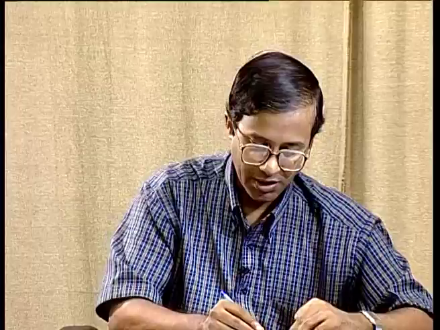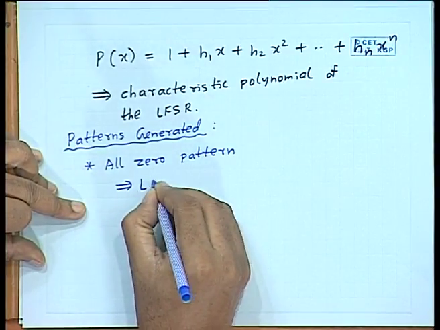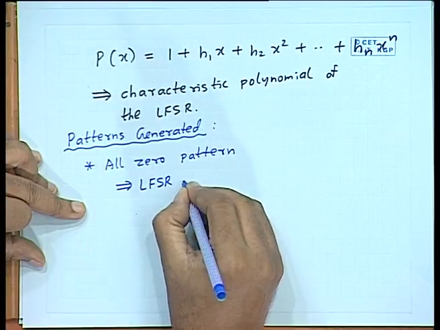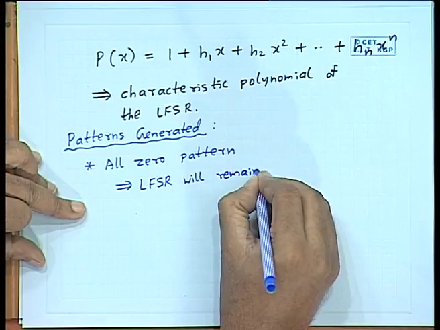So, an all 0 state will leave the LFSR indefinitely in the all 0 state. So, once you have the all 0 pattern in the LFSR, the LFSR will remain in that state.